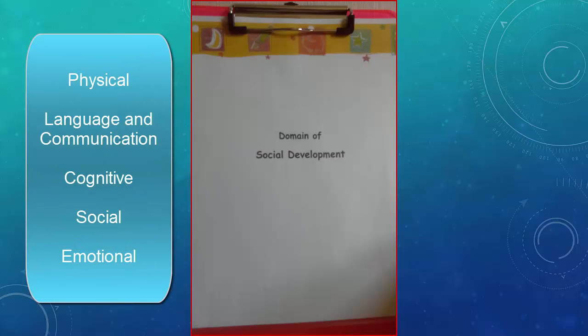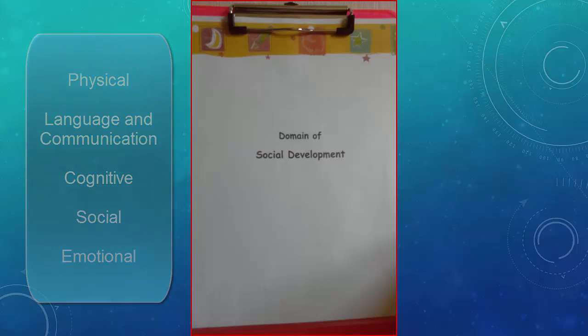Then the next 5 sections actually will be divided according to developmental domains. I would like you to use the 5 domain categories from your text, Creative Resources. The first one is physical development, the second one is language and communication, then cognitive development, social development, and emotional development. I'm actually going to use social development as an example of the section and the parts that go with it.